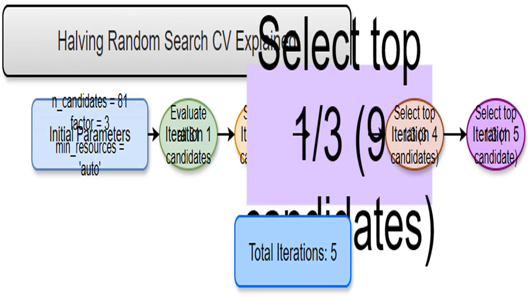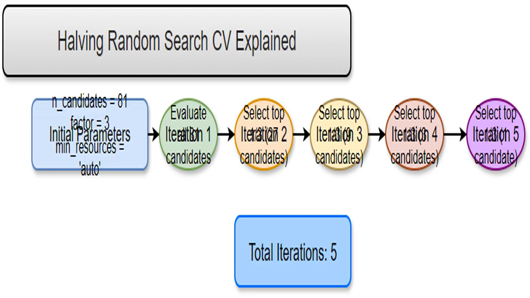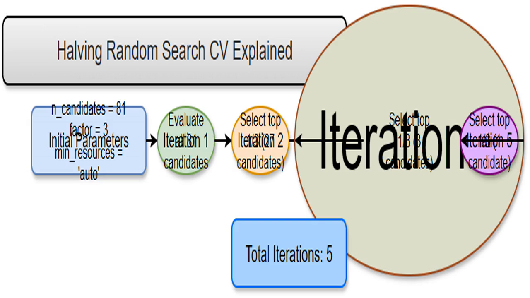For the next round, I'll select the best performing 1/3 of the remaining options, which is 27 divided by 3 equals 9. I narrow it down further, keeping only the top 9. I proceed to the next step selecting the best performing 1/3. This time it's 9 divided by 3 equals 3.